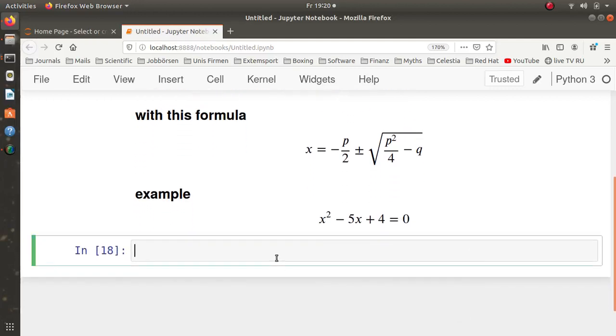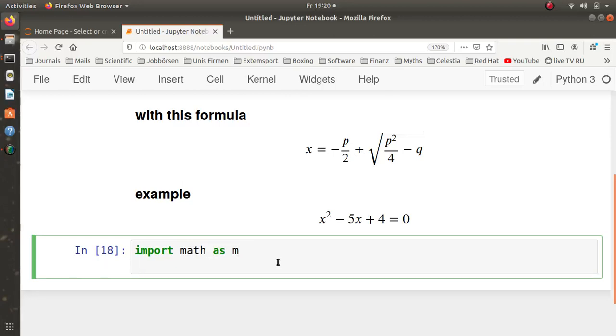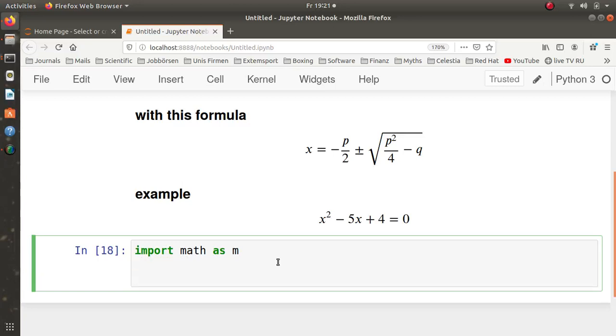So first we have to import the library. Every library has to be imported, and I always use this convention: import math as m, and then I have to invoke, for example, m.sqrt and so on.